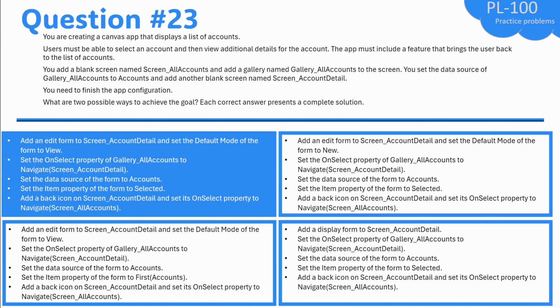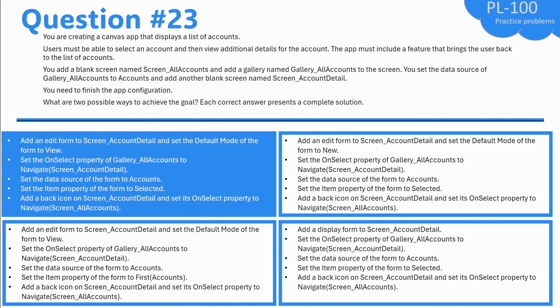So there's 2 possible ways to achieve this goal, and each one presents a complete solution. So there's one more that we're looking at in here. Let's go ahead and look at the bottom left. Add an edit form to the screen account detail and set the mode of the form to view. Yeah, that sounds right. Set the on select property of the gallery all accounts to navigate to the screen account detail. Yeah, that sounds right.